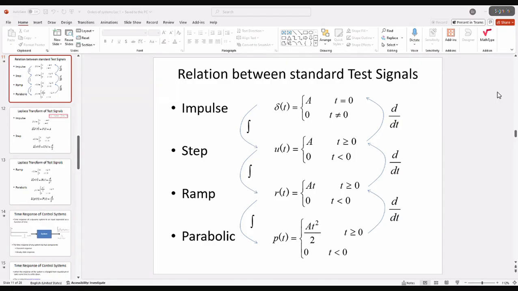Sir, a half sinusoidal signal of a very small frequency, if it is given, that also can, in some cases, be considered as an impulse signal. So, is there any methodology by which we can differentiate?